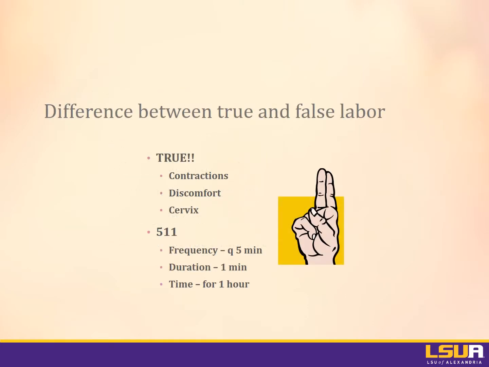The difference between true and false labor, this is something good to remember. True labor, she's having contractions causing discomfort. This means the cervix is dilating. 5-1-1, every 5 minutes, duration for a minute, and this has been going on for at least an hour. That's a good way to help you to remember.